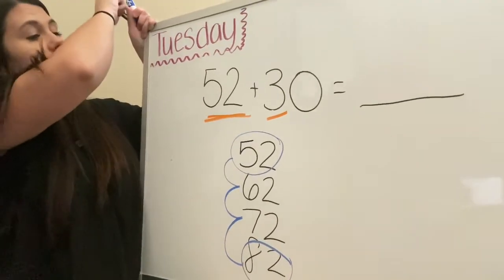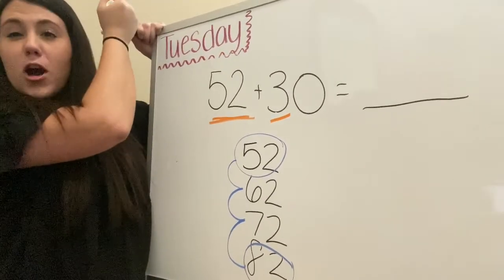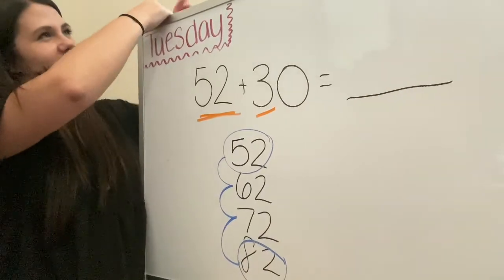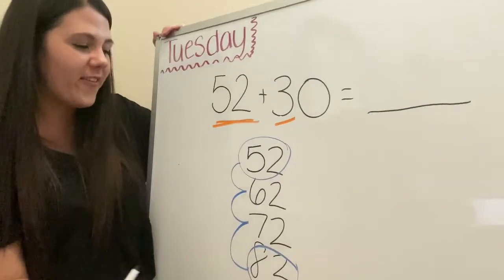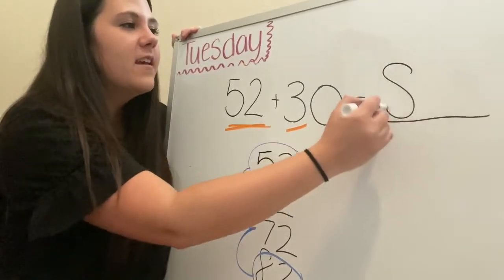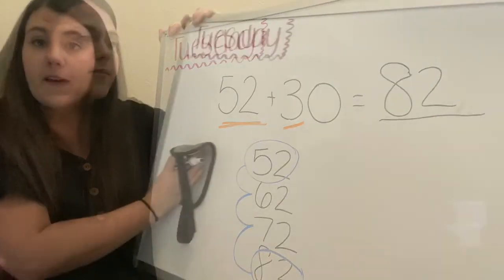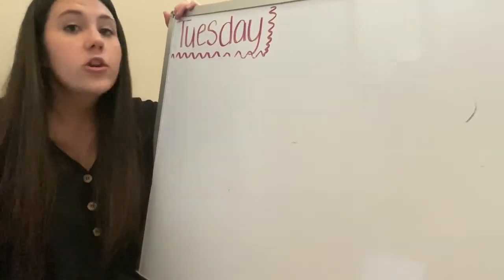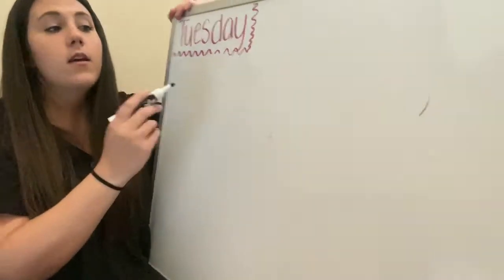So our answer to 52 plus 30 is, if I can get this cap off. Hold on. Okay, here we go. 52 plus 30 is 82. Is your favorite method using the hundreds chart? Is your favorite method using the set it up? Your choice, okay?